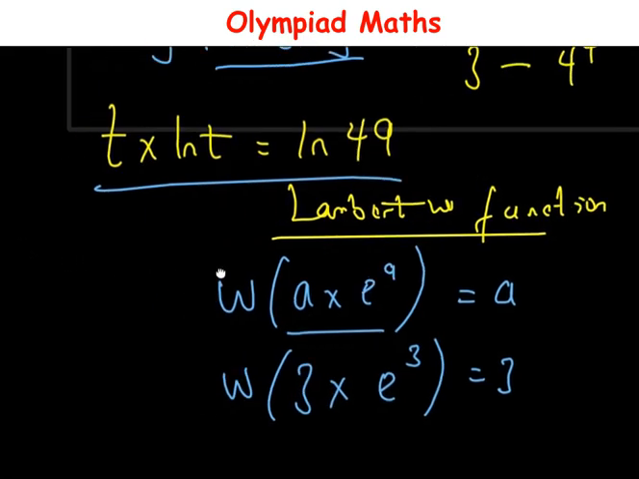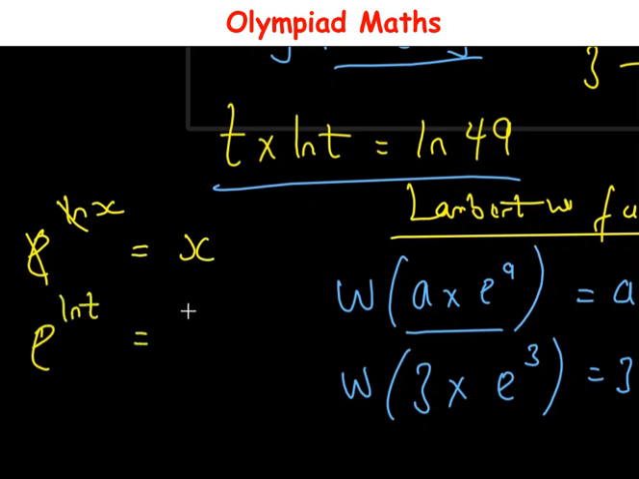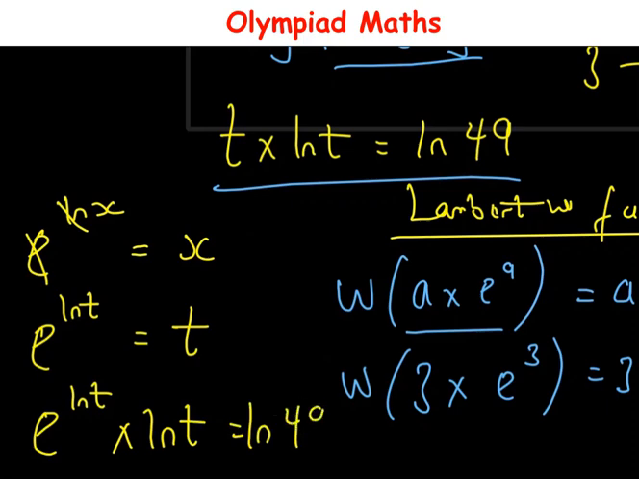To do so, we can make use of this principle: if you have e raised to power ln x, this equals x. Why? Because e will cancel ln, what you have is x. So in this case, in place of t, we can bring in e raised to power ln t to replace t, because if we cancel ln, what we have is t. So right here, t will be replaced by e raised to power ln t, then times we have ln t is equal to ln 49.